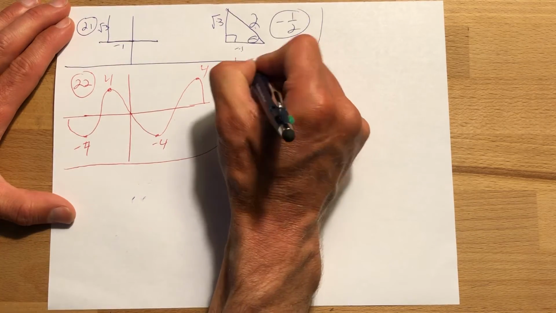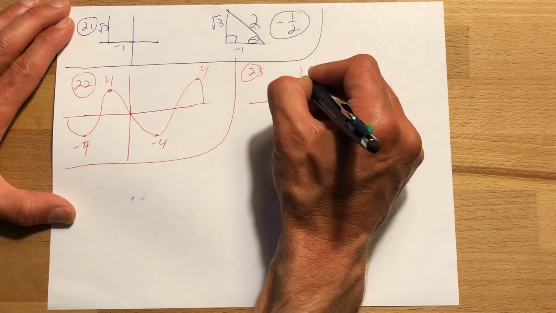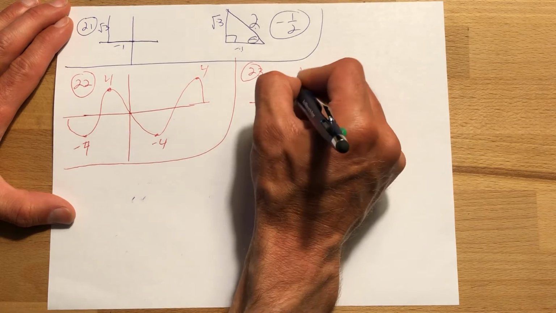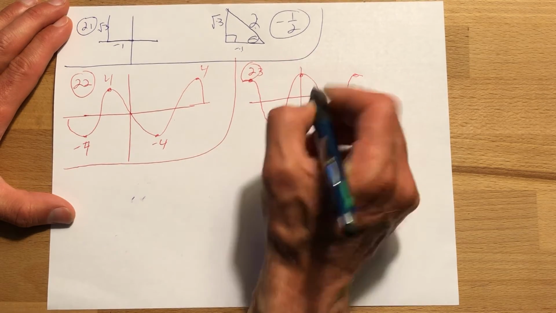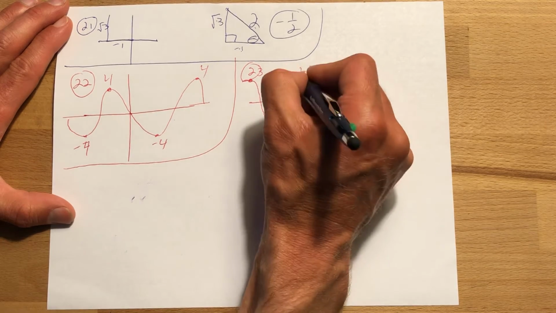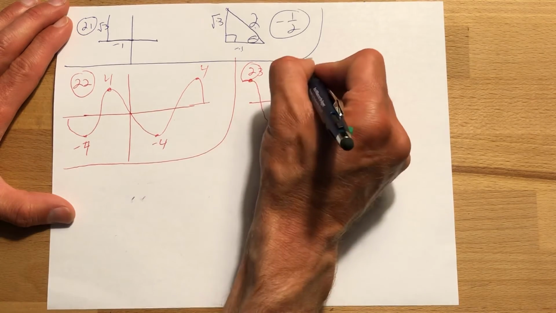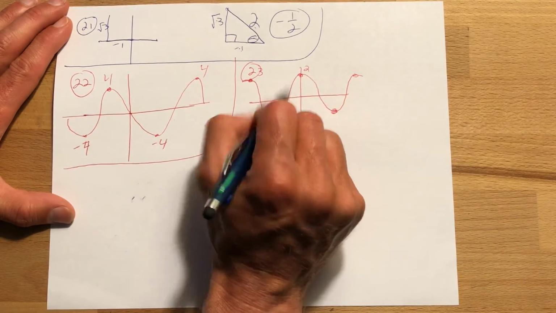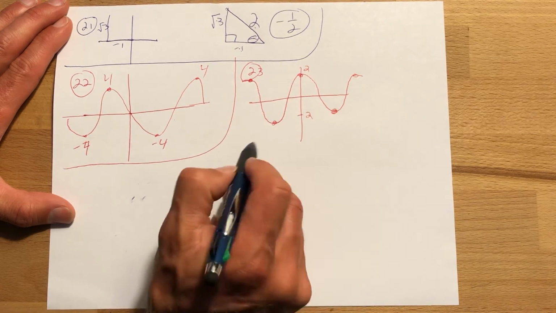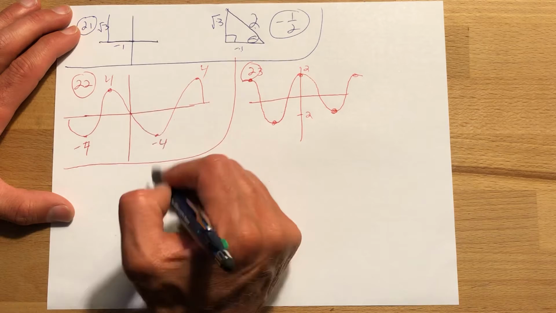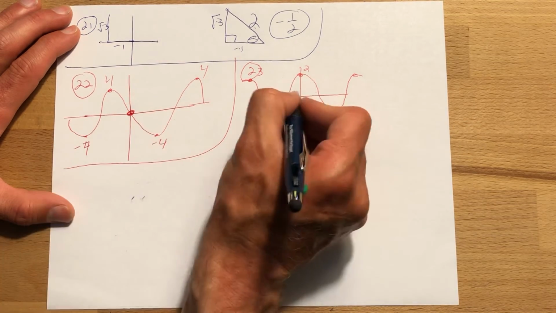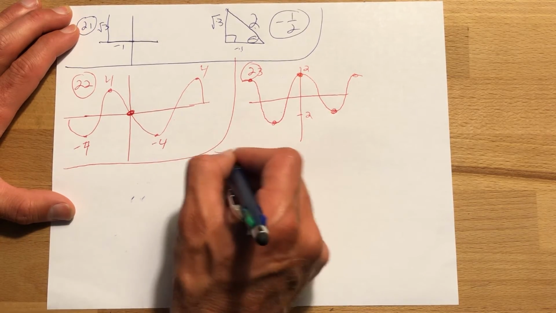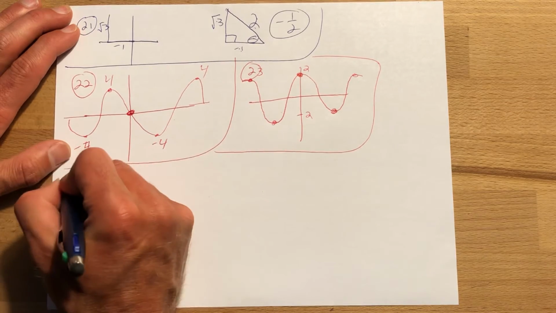23, cosine. This is what 23 should look like, but this isn't at 1, this is at 2, this is at -2. It should look like that, and I should be able to see that you understood it went up to 2 and down to 2 instead of up to 1 and down to 1. This is a cosine graph, this is a sine graph. Sine always starts in the origin. Cosine, if you don't shift it left or right, it starts on the y-axis. That's 22 and 23.